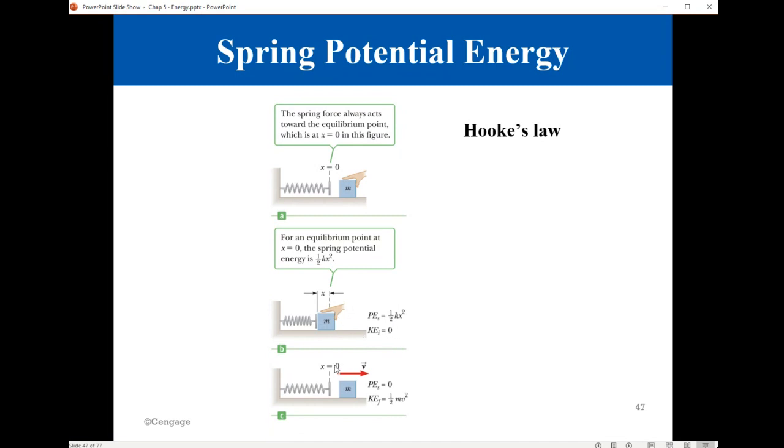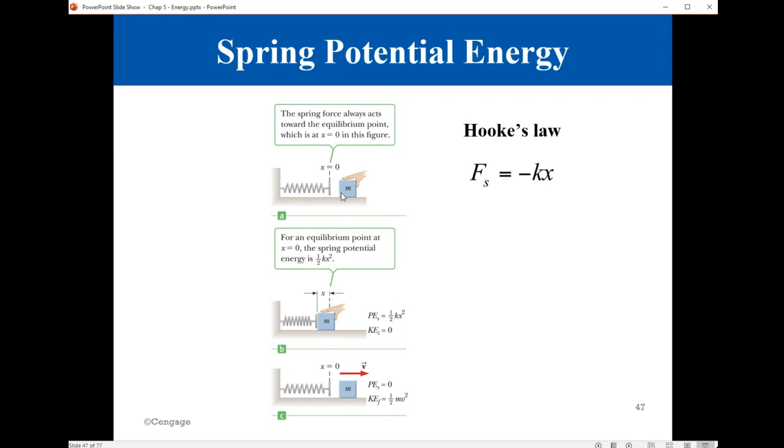Then if you let go, the potential energy stored in the spring will convert into kinetic energy, such that when the spring is returned to its original uncompressed position, x equals 0, the energy is all kinetic. It's half mv squared. So this is another form of energy which depends on the relative position, as we have for the gravitational potential energy. But now we are talking about spring force rather than gravity.